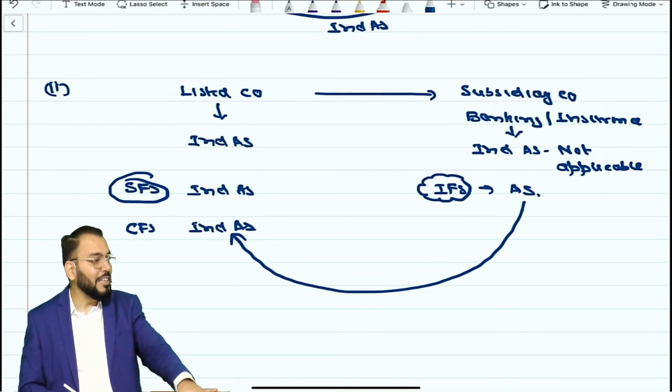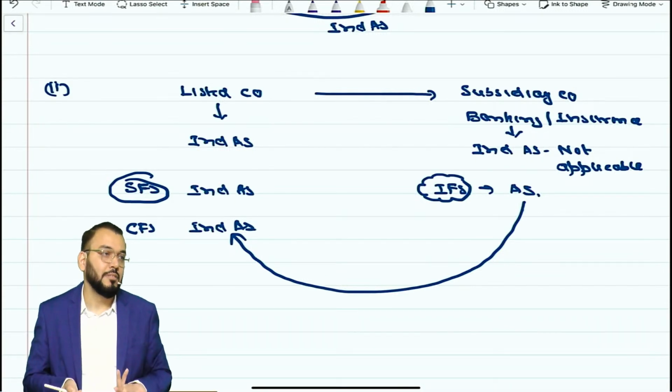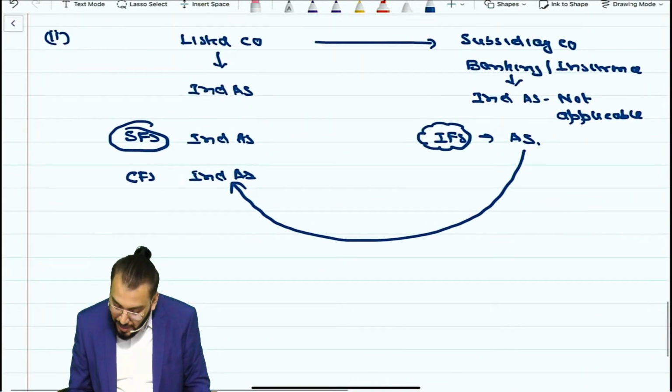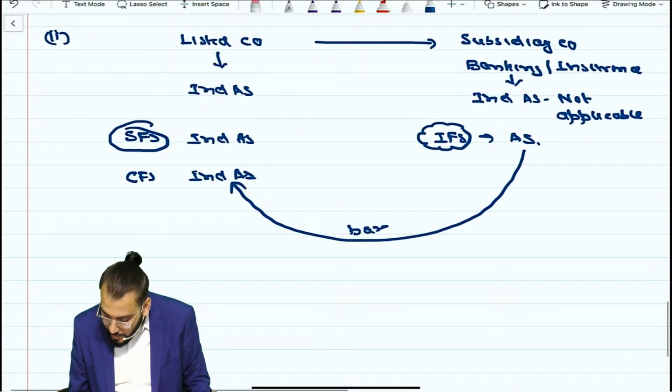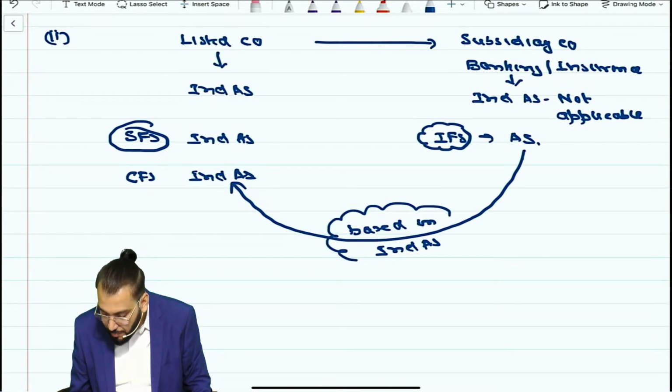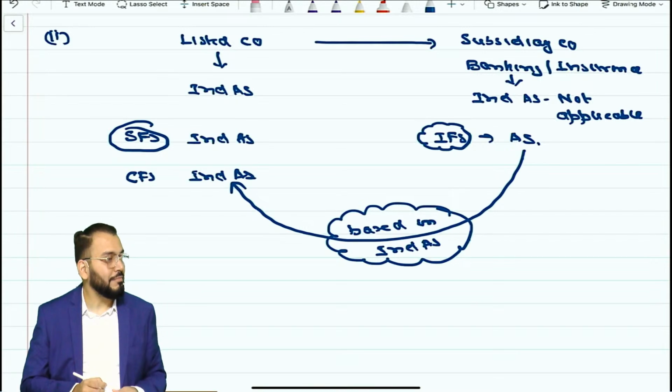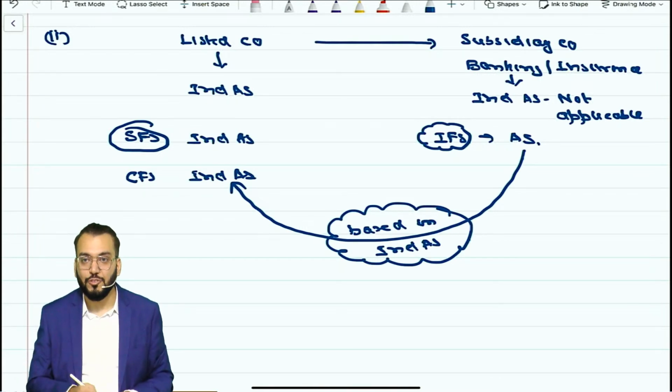Means ultimately they need to provide information now. So they will provide information based on what? Based on Ind AS. For which purpose? For consolidation purpose. Understood? Got it? Have you understood this point?